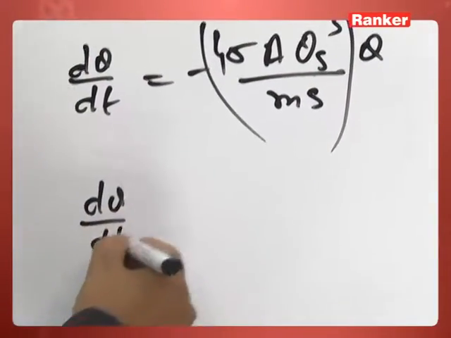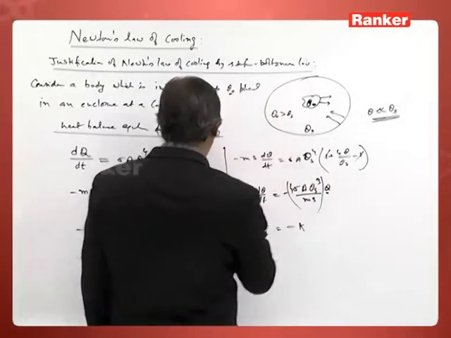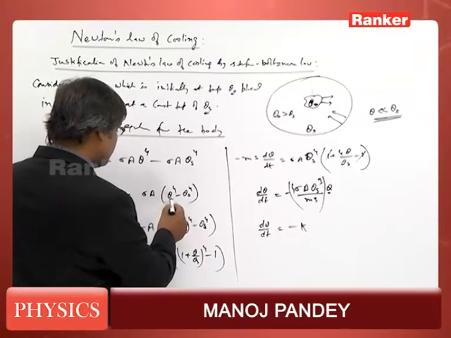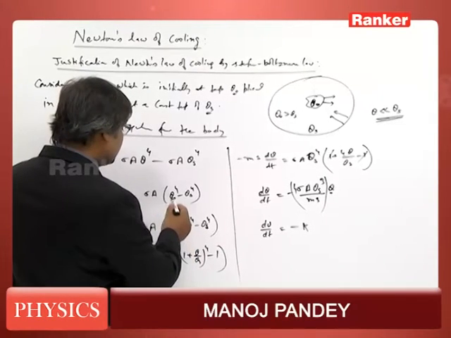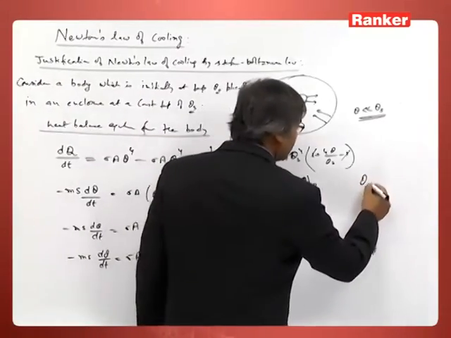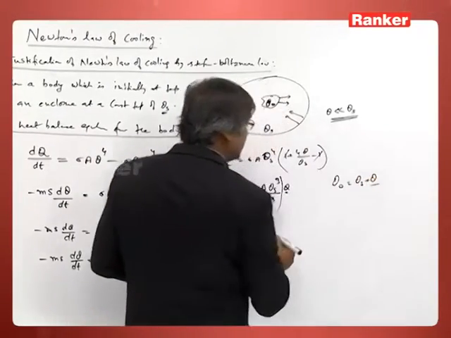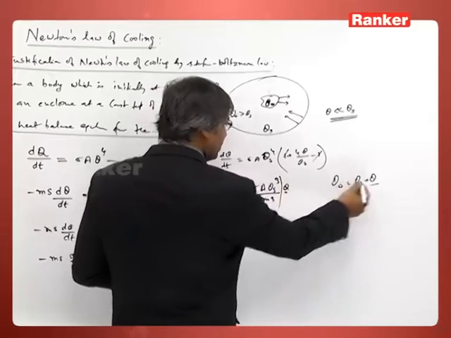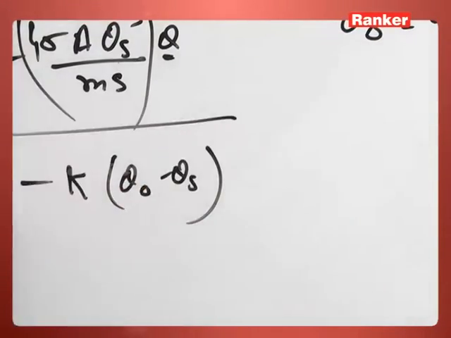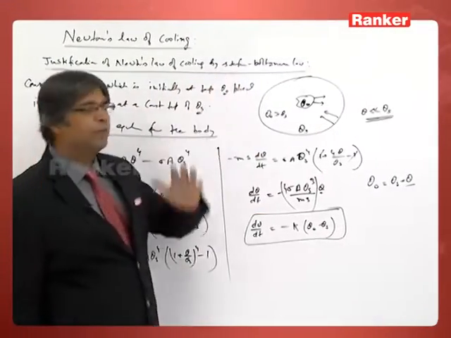So, d theta by dt is equal to minus k theta. So, this constant k, and what is theta? The temperature difference I have assumed, that is here theta is actually this is theta naught. So, theta naught is equal to theta s plus theta. So, you see this theta is the temperature difference, theta naught minus theta surrounding. So, thus the Newton's law of cooling is established by the help of Stefan-Boltzmann law.